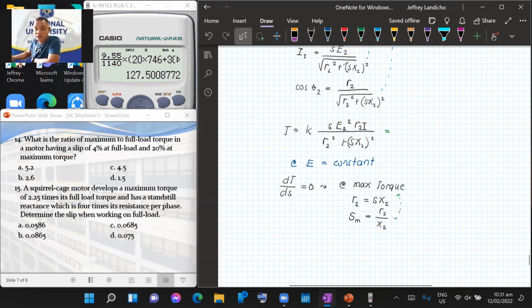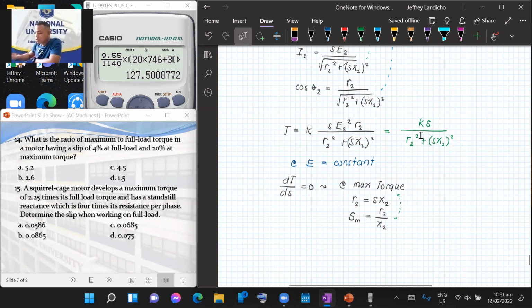Hindi naman nagbabago yung resistance ng ating rotor. So, ipasok na lang natin dito kasi naka-multiply na. Kaya yung ating equation, that is only equal to K times S over R2 squared plus quantity S X sub 2 squared. Ito yung i-differentiate nyo with respect to S. Ito makikita mo. So, saan natin gagamitin yan?